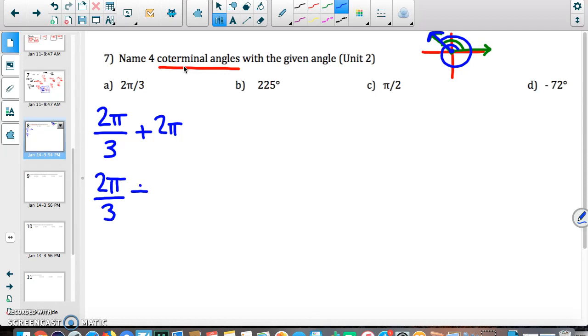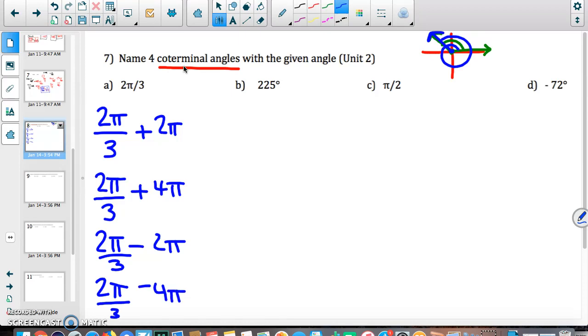So adding 2 pi, okay, well after 2 pi, what's the next multiple of 2 pi? That would be 4 pi. And then if I wanted to go the other way, I might subtract 2 pi, oops, I forgot my denominator, and subtract 4 pi. This is really all coming from the idea that when I add or subtract 360 or add or subtract 2 pi to an angle, it does not change that angle. I'm at the same terminal side.